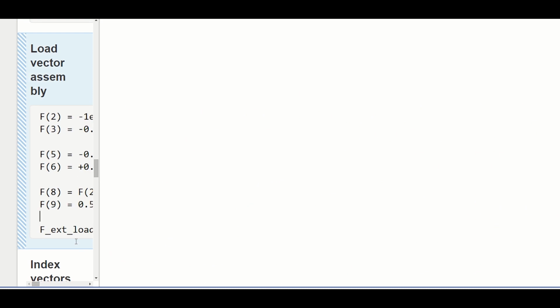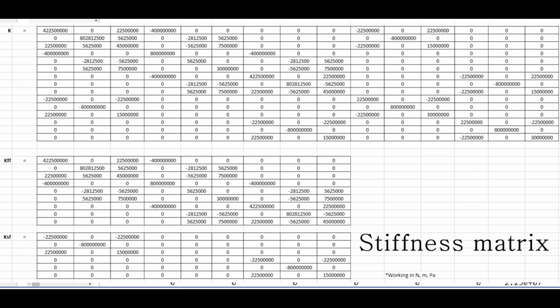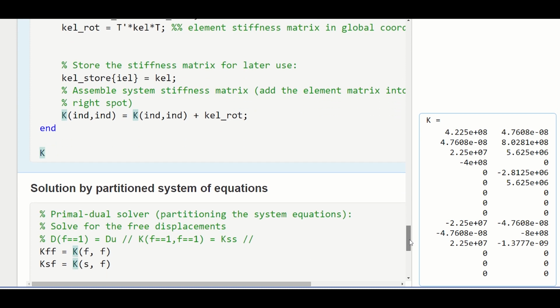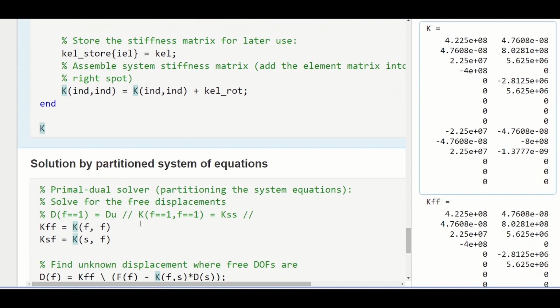Oops, sorry. Your stiffness matrix. Okay, these are quite big, so I will actually provide the global stiffness matrix later as a separate file, so that you can also compare your answers for this example.